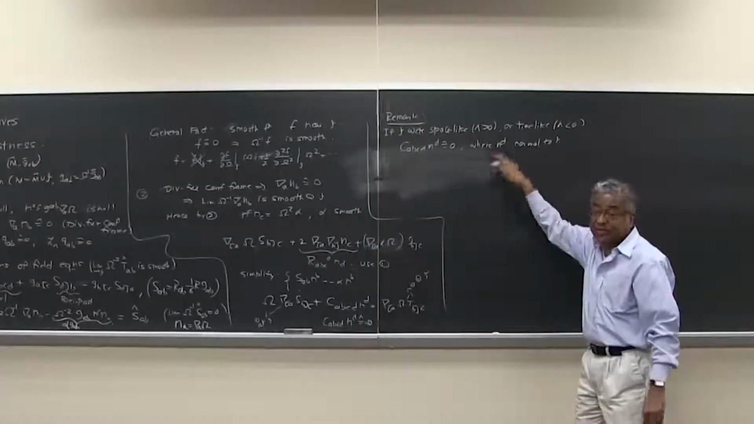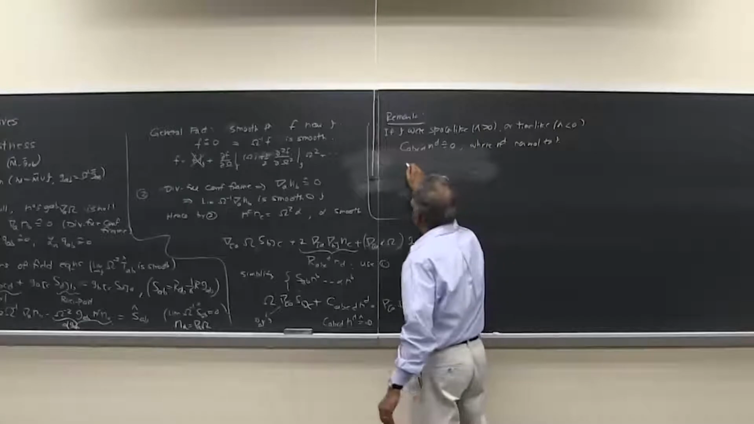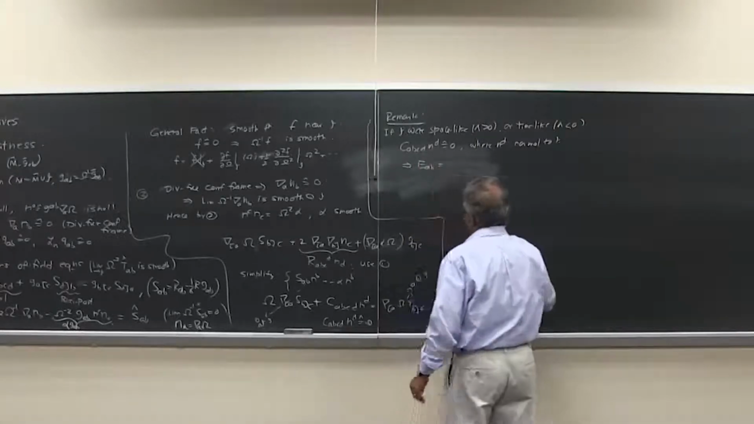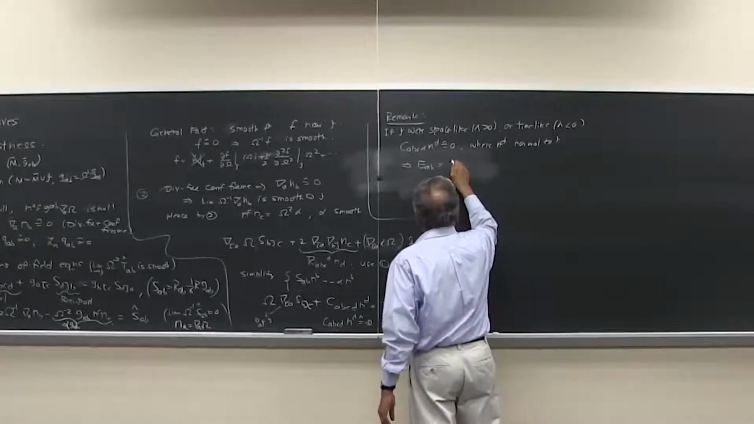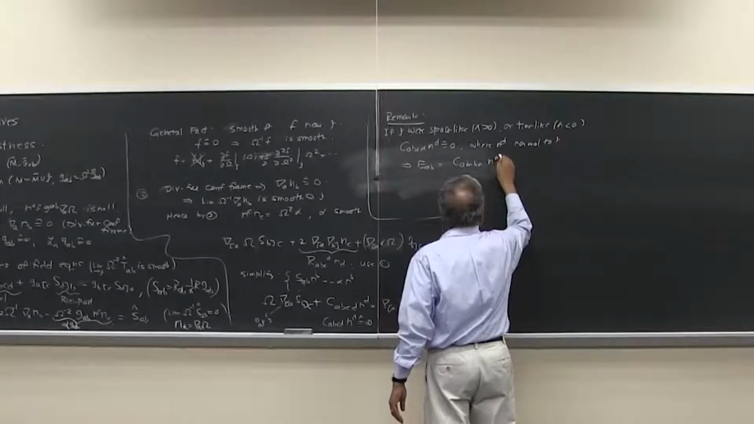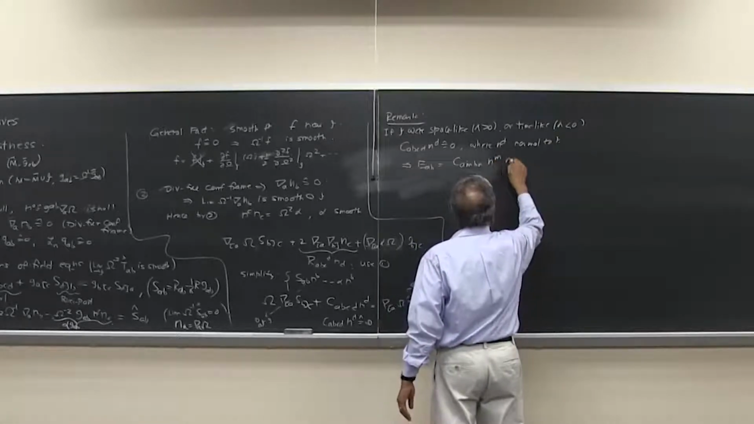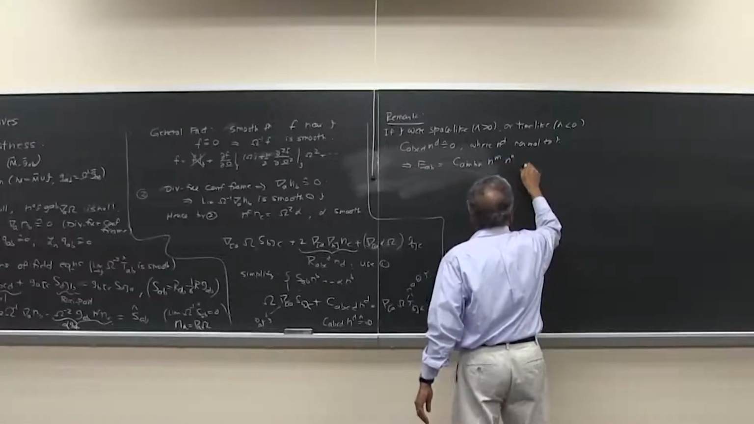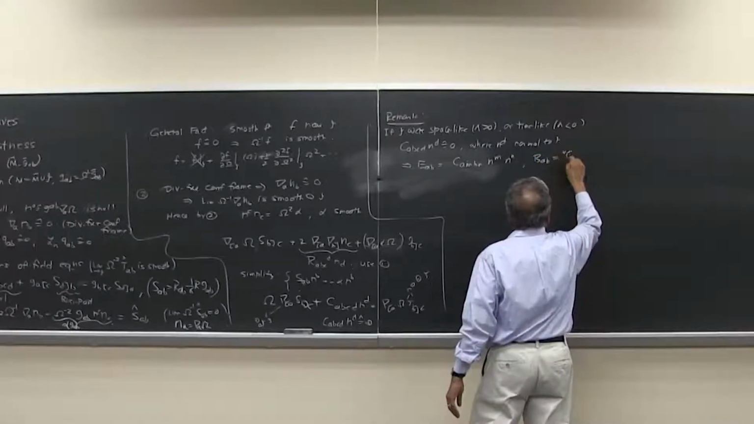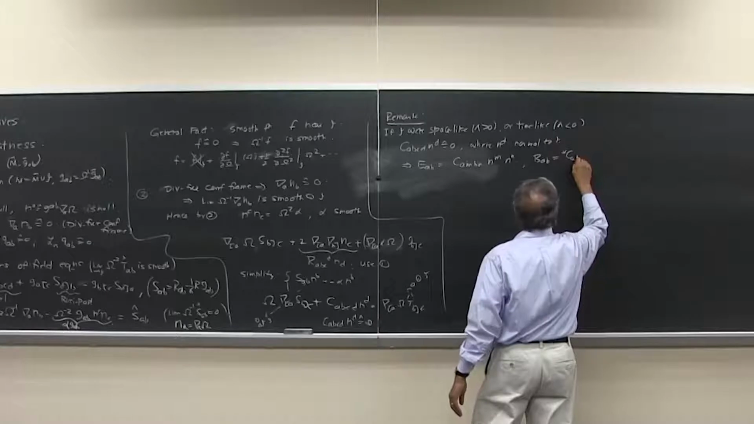If this were the case, then this immediately implies that the electric and the magnetic parts of the Weyl tensor are 0. What is the electric part of the Weyl tensor? It is just given by C_ABCD n^B n^D, and the magnetic part of the Weyl tensor is just given by the star C_ABCD n^B n^D.